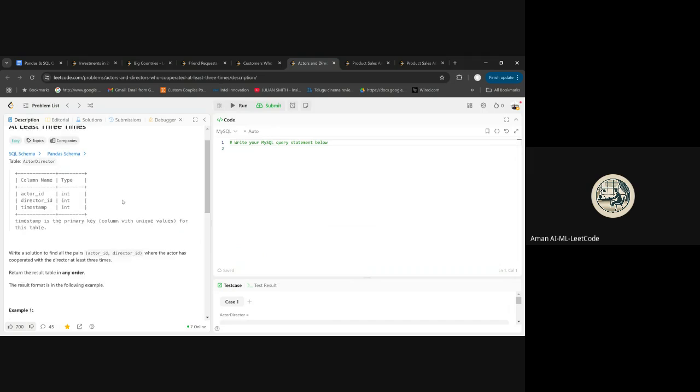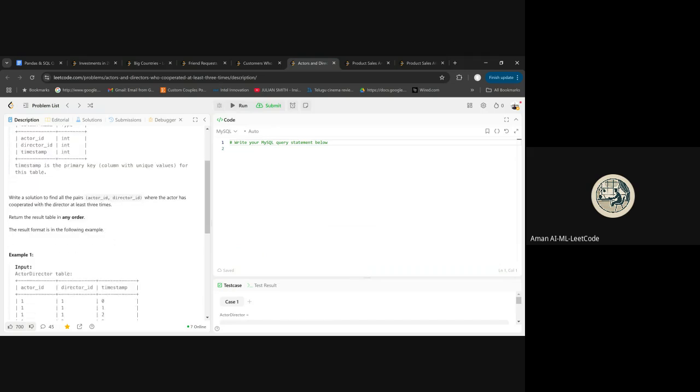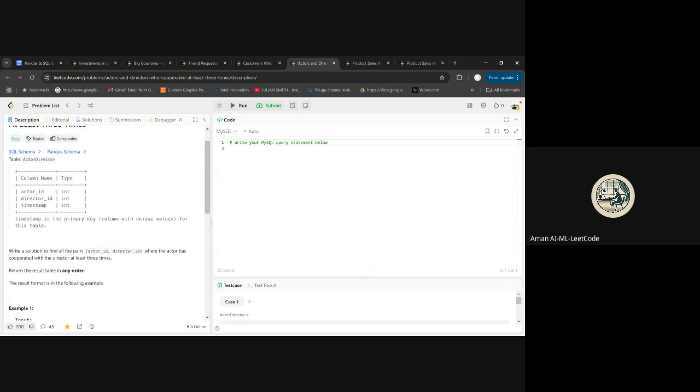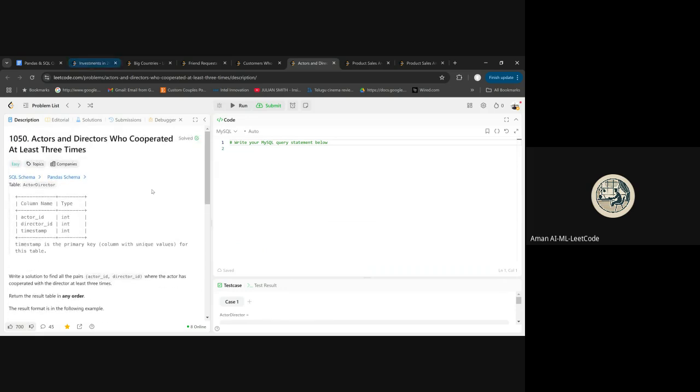So actors and directors who cooperated together at least 3 times. फिर से having condition. Okay, group by करके having condition के साथ में check करना. This is going to be your homework. Just make sure that I have it correctly.